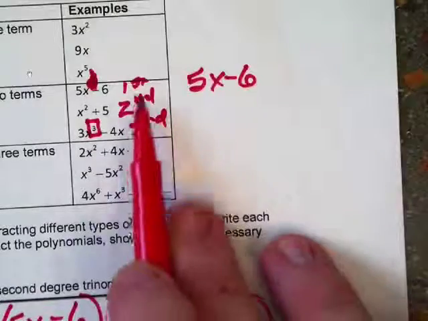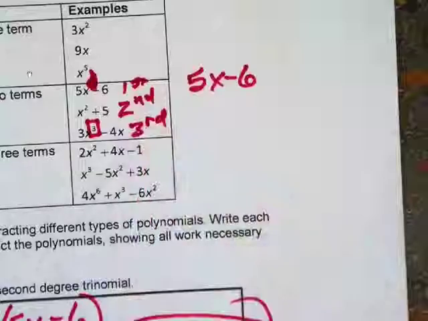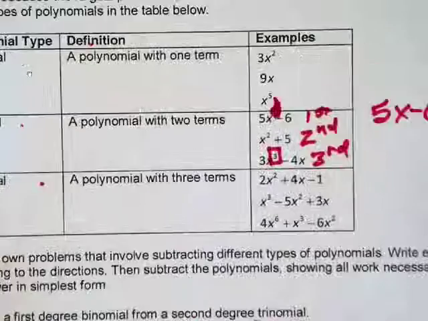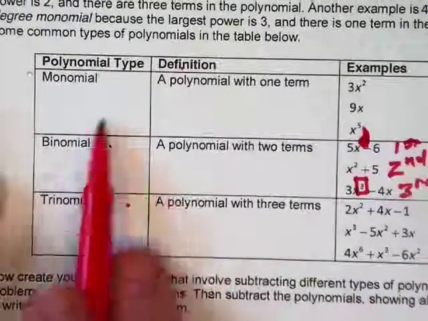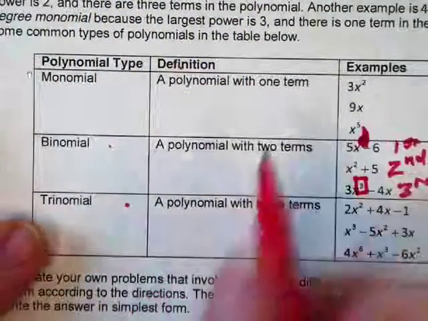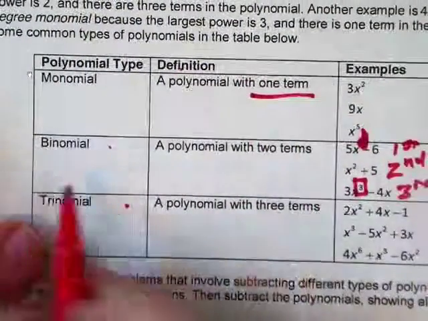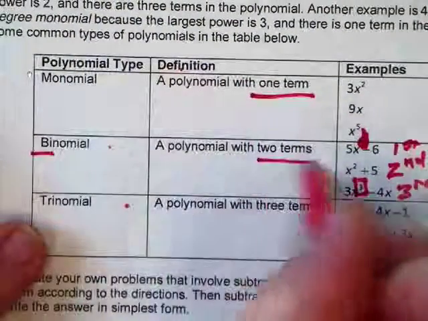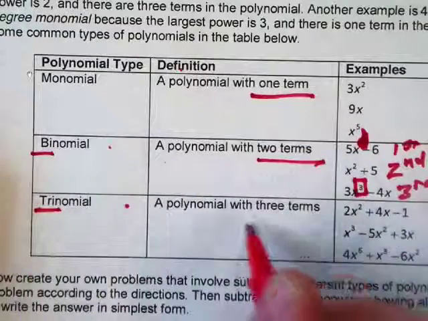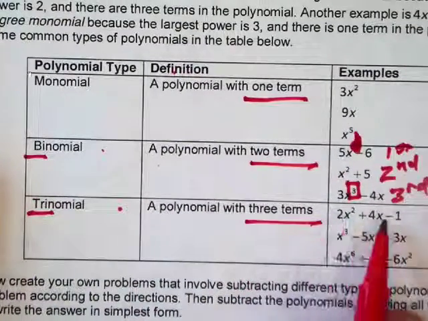But that's what a first degree, second degree, third degree is. And a monomial only has one term. Bi means 2. Tri means 3. So see how there's 3 terms?